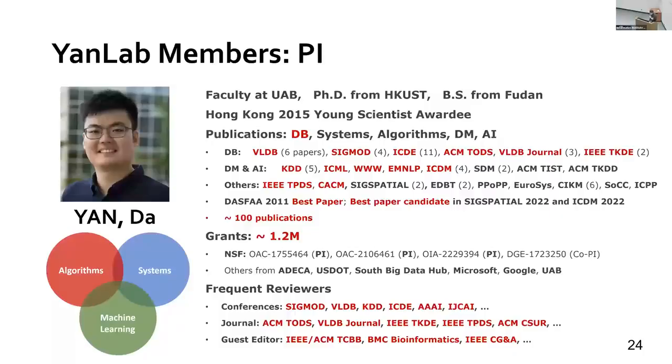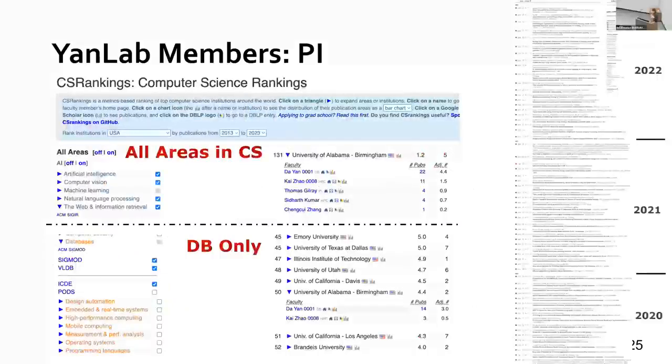Yeah, so a brief introduction of my lab. So this is me, and again, my area is core computer science, right? Algorithms, where we talk about time complexity and speed, and machine learning, models, and also systems. Regarding ranking, in all areas we are ranked 130, but I have 22 publications in tier 1 venues, and in data management only, I can bring our department to 50 in the US.